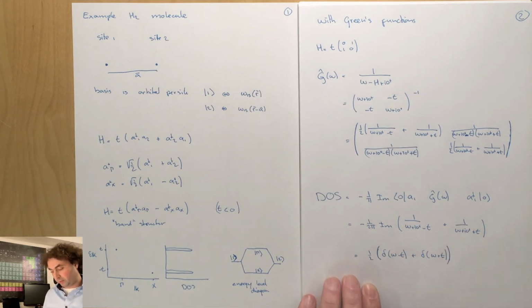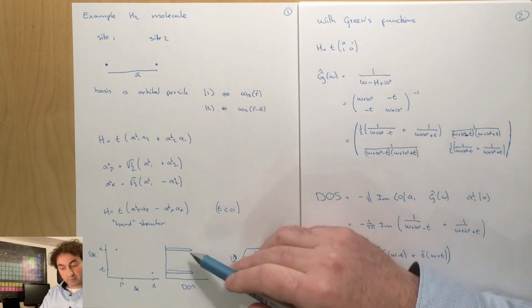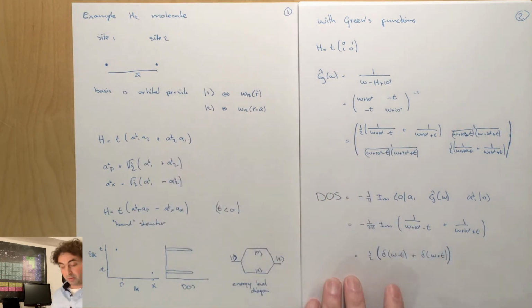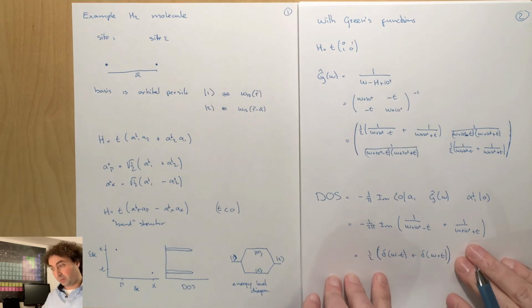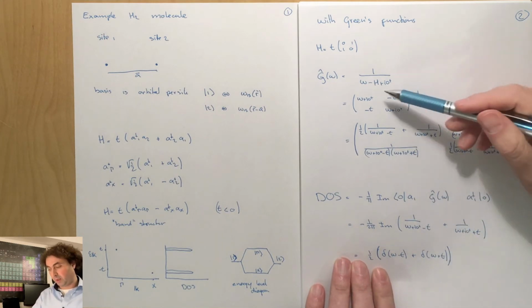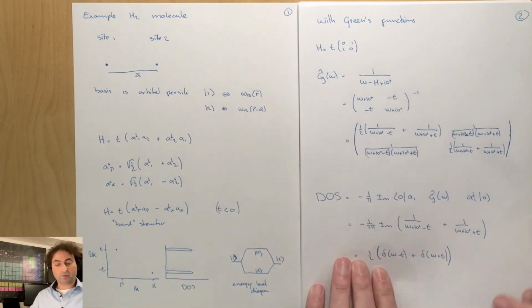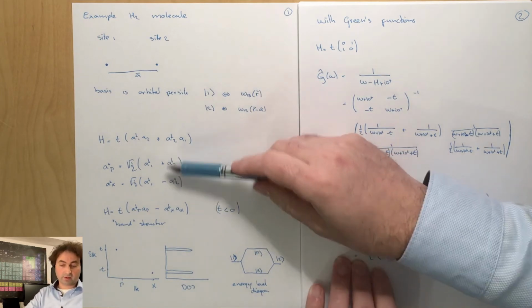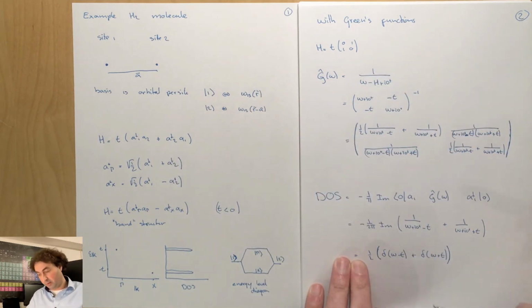So we have 2 delta functions centered around plus and minus t. Exactly what we also had. We have eigenenergies at plus and minus t in our system. So we can calculate our Green's functions by inverting a matrix instead of calculating the eigenstates. Now for a 2 by 2 matrix, calculating the eigenstates or inverting the matrix are pretty much similar.